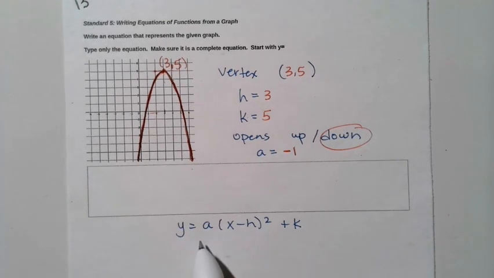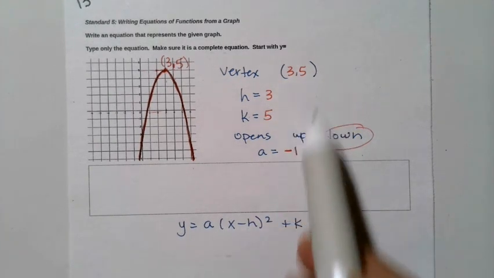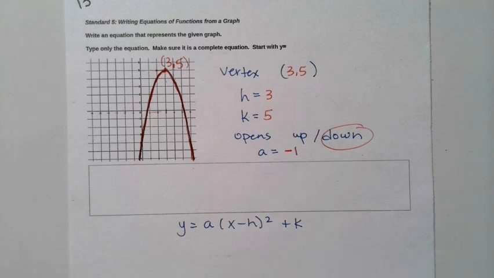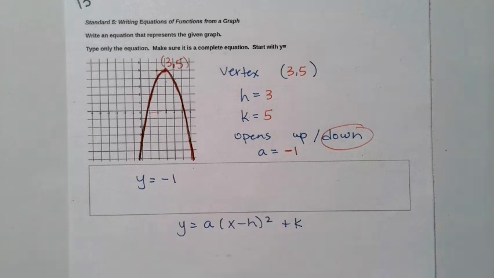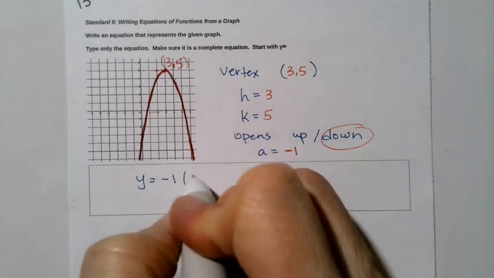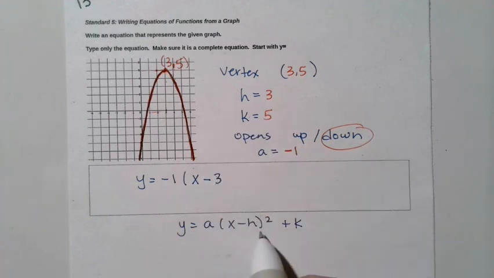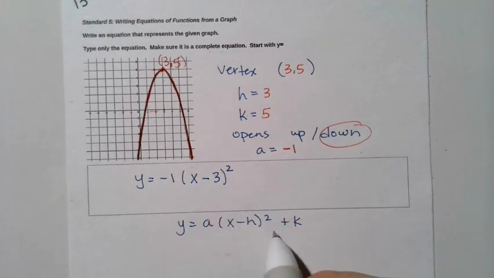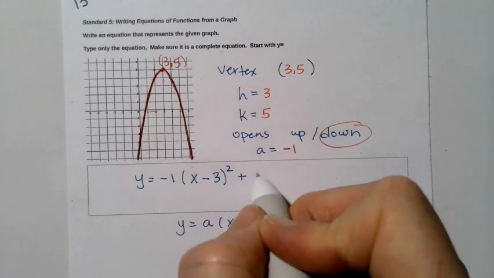So this is our general form here: y equals a times the quantity x minus h squared plus k. And we have those values up here to plug in. That is going to be y equals -1, or you can just put a negative there, times x minus my h value, which is 3. Close my parentheses. That squared makes this a quadratic equation, plus my k value, which is 5.